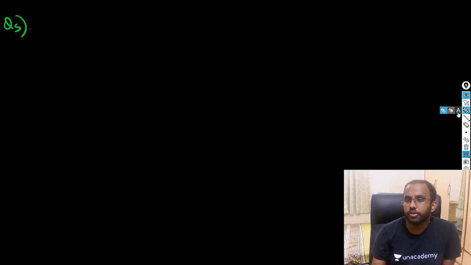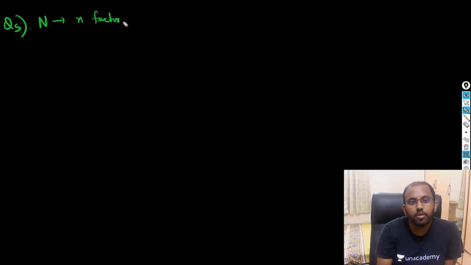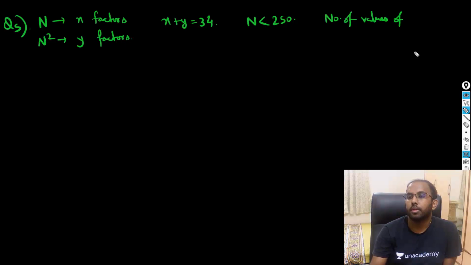So the next question says: let's say n has x factors, n square has y factors, and x plus y is equal to 34. How many values n is less than 250? How many values can n take? That's the question, right? Very good question actually. Number of values n can take here.